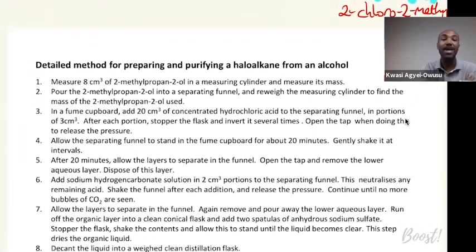So you're going to be measuring out 8 centimeters cubed of 2-methyl propane 2-ol in a measuring cylinder and measure its mass. Okay, so that's your reactant. And so we've got measuring that volume of our starting reactant into a measuring cylinder. And then you're going to pour the 2-methyl propane 2-ol into a separating funnel. Okay, so your reactant in a separating funnel, and importantly, you're going to reweigh the measuring cylinder. Okay, so these are the first 2 steps in the synthesis.